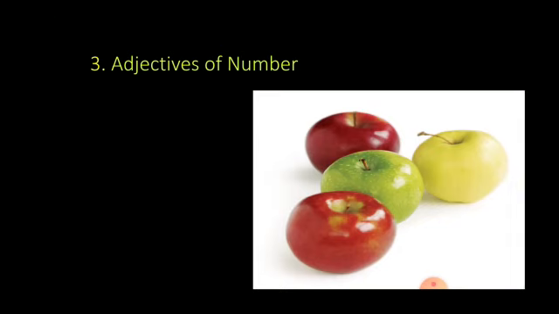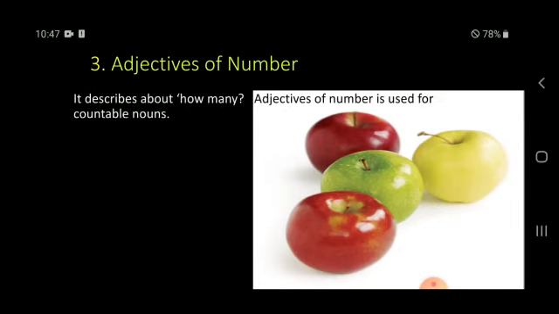Number 3, we have adjectives of number. Adjectives of number describe how many. They talk about the number 1, 2, 3 or more. Adjectives of number are used for countable nouns as well as for uncountable nouns.